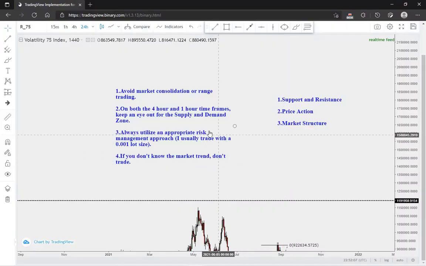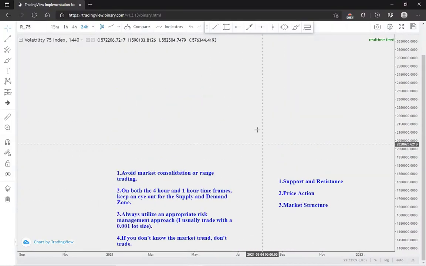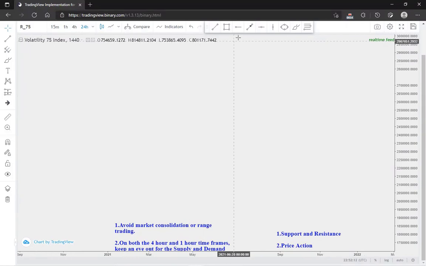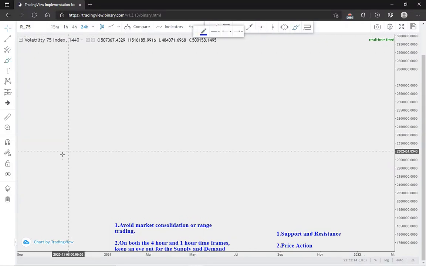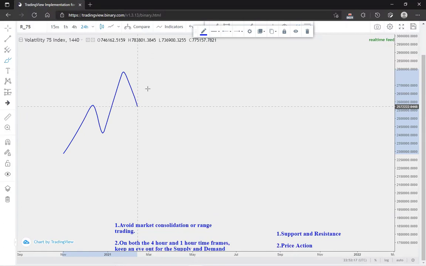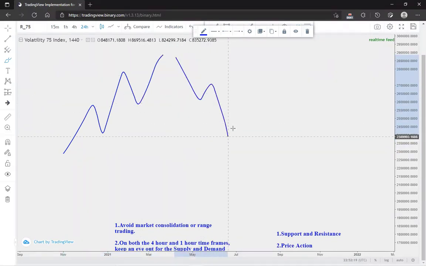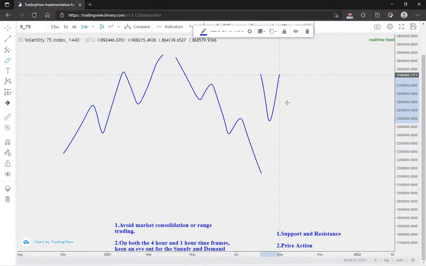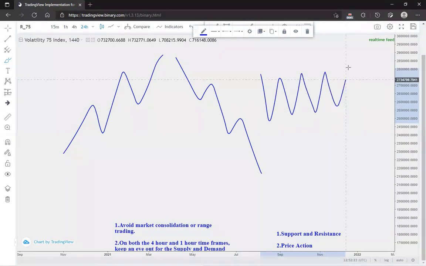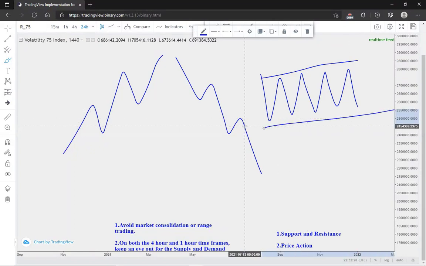So my first point is to avoid consolidation markets. As we all know, the market works in three ways: either trending to the upward direction, trending to the downward direction, or ranging or consolidating. A ranging or consolidating market is where prices don't have a particular direction. So prices are telling us not to venture into this particular market, which is the consolidating or ranging market.